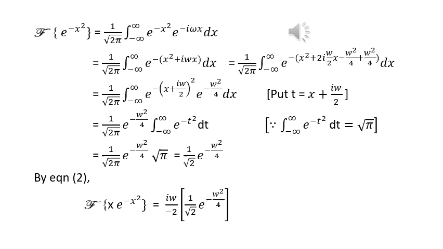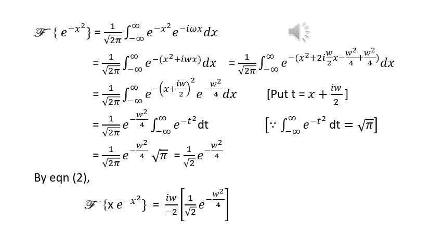Now this e raised to minus omega square by 4 is a constant and can be taken outside. So that is 1 by root 2 pi e raised to minus omega square by 4 integral minus infinity to infinity e raised to, instead of x plus I omega by 2 we are substituting t, so it is e raised to minus t square the whole into dt. Now we have a result, that integral minus infinity to infinity e raised to minus t square dt is equal to root pi. So we can substitute that and we get the answer 1 by root 2 e raised to minus omega square by 4.